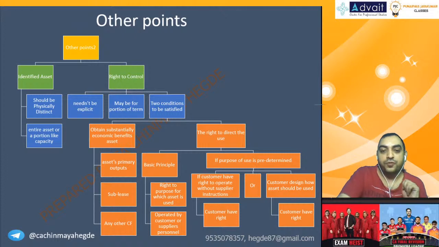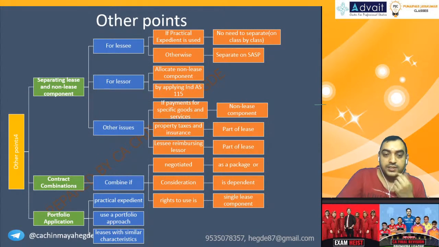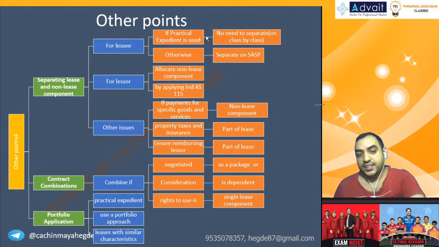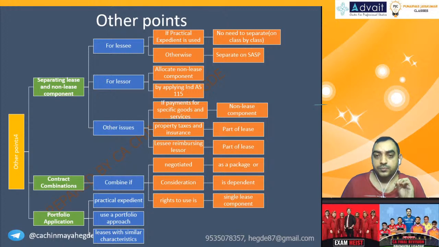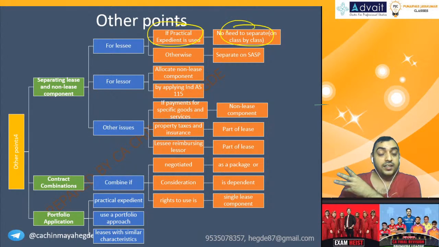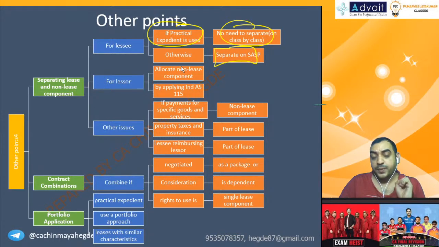Let's go further. Right of control, overall, I explained. Right to direct the use, identified asset. Separate lease and non-lease components. This point I have to explain. If the practical expedient is used, there is no need to separate. Practical expedient means that for a short-term lease or low-value items, you need not do it. Otherwise, you need to do it on a standalone selling price basis, SASP.